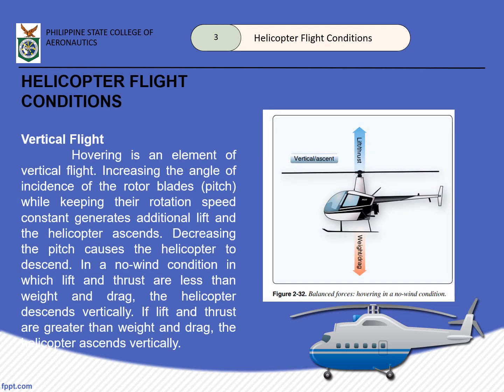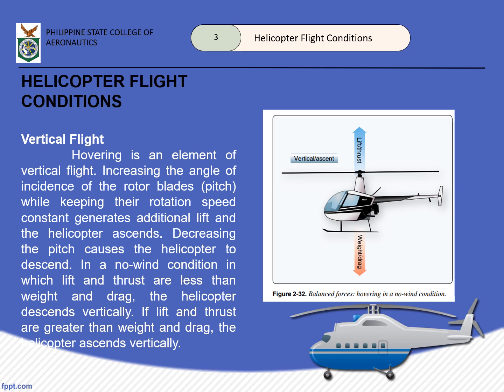So, now that we are done with the first type of powered flight, which is the hover, we reach the vertical flight. Hovering is pretty much an element of vertical flight. Increasing the angle of incidence of the rotor blades, also known as pitch, while keeping their rotation speed constant generates additional lift and the helicopter ascends. Decreasing the pitch causes the helicopter to descend.